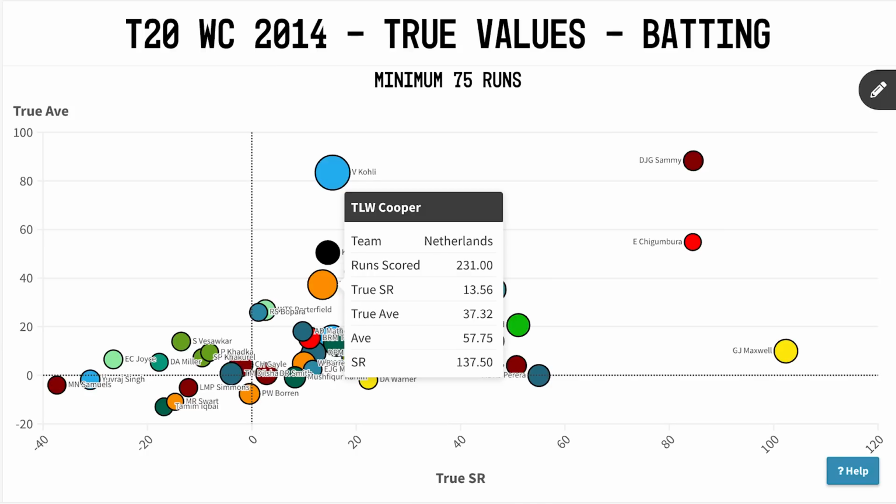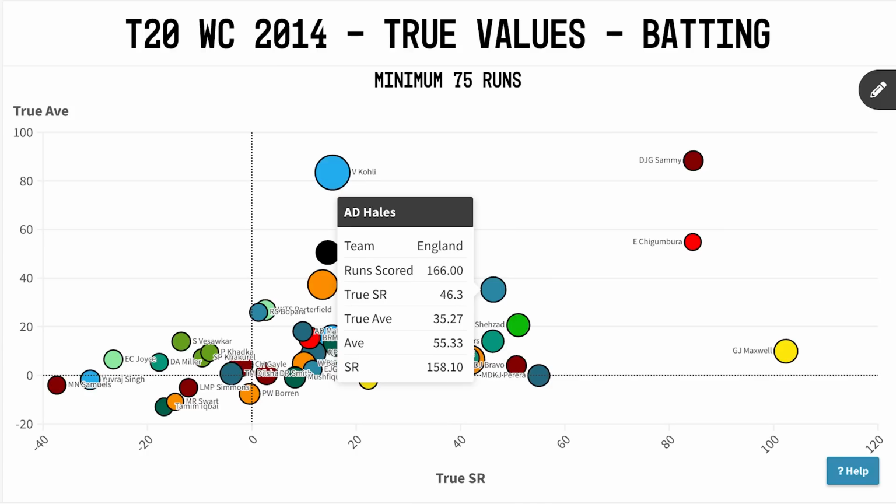We also need to talk about Alex Hales. At his best, clearly one of the best white ball hitters in the world. And at this World Cup, he was no different. He had a true strike rate of 46 and a true average of 35. And remember, this was when England were terrible and didn't support his type of play and didn't really understand what on earth Alex Hales was doing for them.